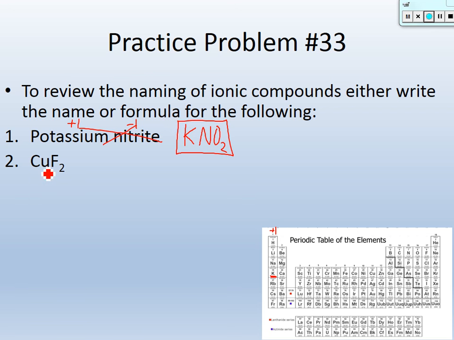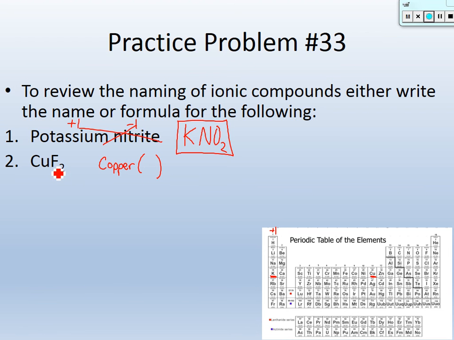Okay, good. Let's go to number 2. This one gives us a formula, and it wants you to write its name. What is Cu? Well, it's right here on the periodic table. It's called what? Copper. Now be careful. You should always ask yourself, is it a transition metal or tin or lead? Yeah, it is. It's a transition metal. So I need parentheses, and you need to put its charge in Roman numerals on the inside.